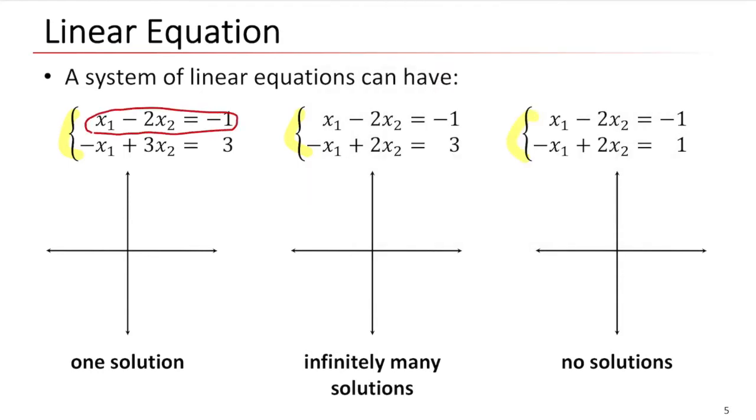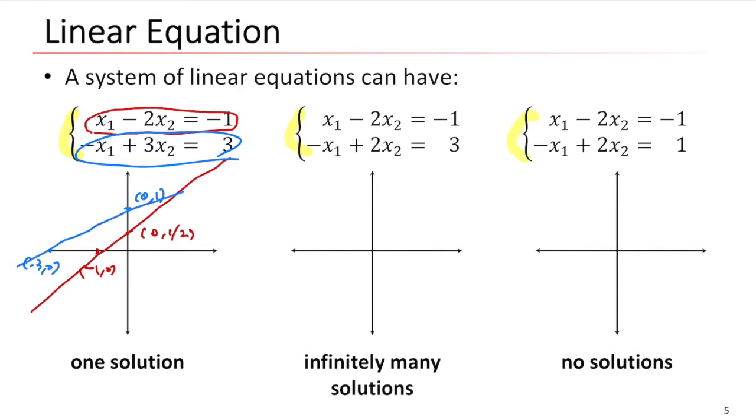For this equation, if x1 is equal to 0, x2 should be 1 over 2, right? And there is one more point like this. For this equation, when x1 is equal to 0, x2 should be 1. So there's one point that satisfies this equation, and one more point like this. So in this case, there is one solution that satisfies these two equations simultaneously. This is called the one solution case.